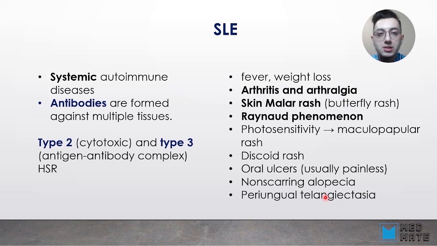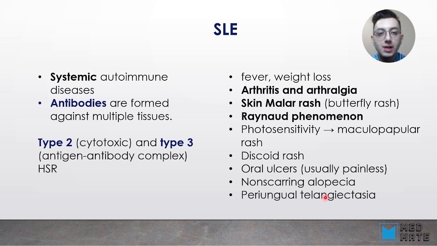The first autoimmune disease, which we have addressed before this slide in hypersensitivity reactions, and which we now want to talk about in more detail, is systemic lupus erythematosus. This is a systemic autoimmune disease where antibodies are formed against multiple tissues. Here, type 2 cytotoxic and type 3 antigen-antibody complex hypersensitivity reactions are involved.